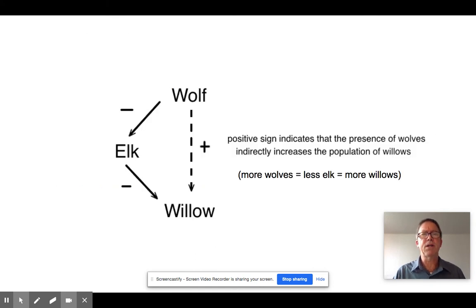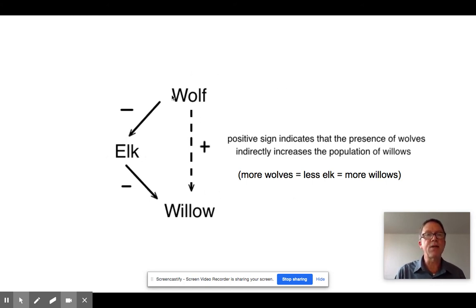So let's look at what I'm talking about here. Remember, the wolf has a direct negative effect on the elk, because more wolves means less elk. And an elk has a direct solid line negative effect on the willows, because elk eat willows, and the more elk you have, the less willows you have. But the indirect effect, which you could show with a dotted line, would be positive. What this means is if I have more wolves, I will have more willows, because I will have less elk. So that's the idea of a trophic cascade.